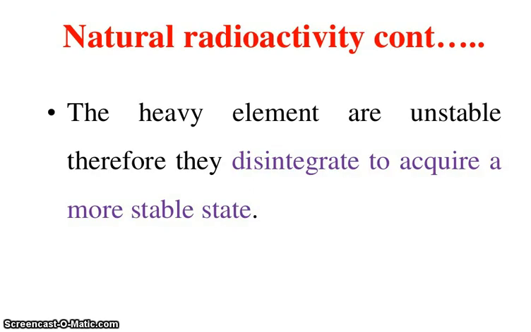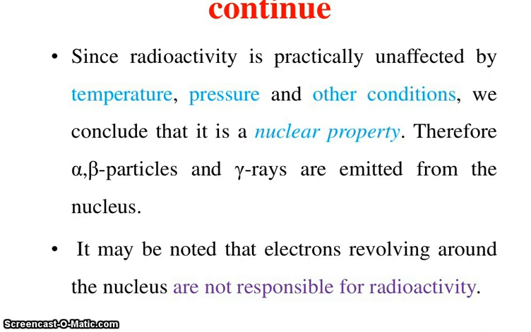Now friends, the heavy elements are unstable, therefore they disintegrate to acquire a more stable state. Since radioactivity is practically unaffected by temperature, pressure and other conditions, we conclude that it is a nuclear property. Therefore, alpha, beta particles and gamma rays are emitted from the nucleus. It may be noted that electrons revolving around the nucleus are not responsible for radioactivity.